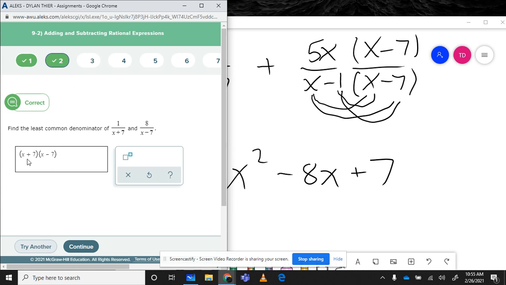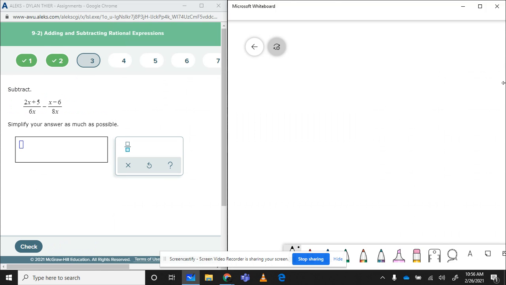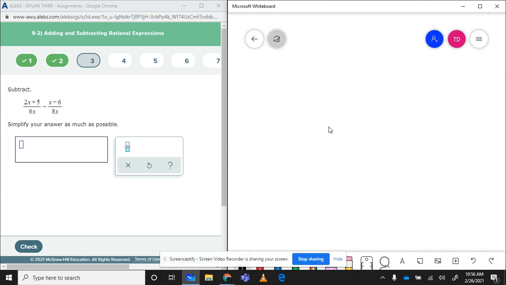And in that case, we could have written this as x plus 7 times x minus 7, which would have been x squared minus 49. So I think they're going to take it in whatever way you want to put it in. Okay, so here we're actually going to do this.